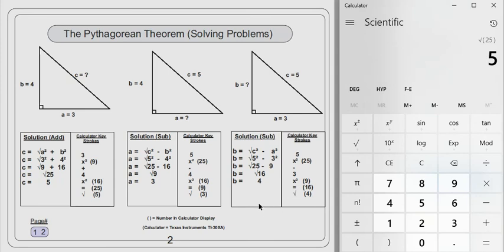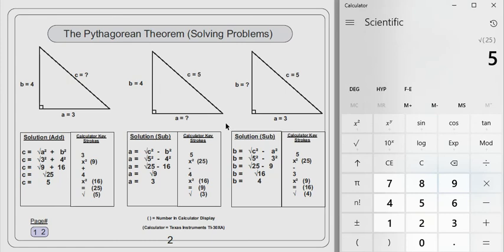Now, that is about it. In the next video that I'm going to put together, I will not be using a triangle with known values. I will be putting in values that we don't know the answers to, and we will go through the keystrokes to solve for the unknown values.